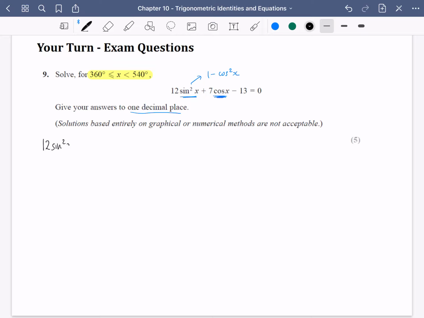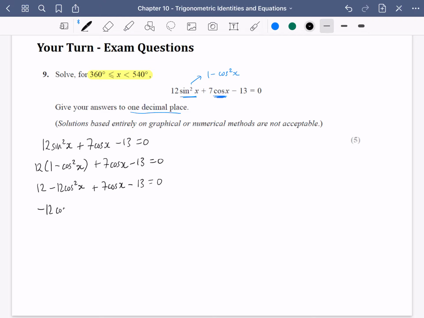We have the equation is 12 sine squared x plus 7 cos x minus 13 equals 0. So I'm going to replace my sine squared with 1 minus cos squared x. So that becomes 12 minus 12 cos squared x plus 7 cos x minus 13 equals 0. So just writing that in a sensible order, that's minus 12 cos squared x plus 7 cos x, and then you've got 12 minus 13, which is minus 1.